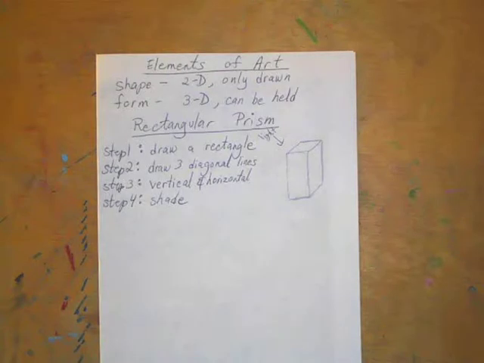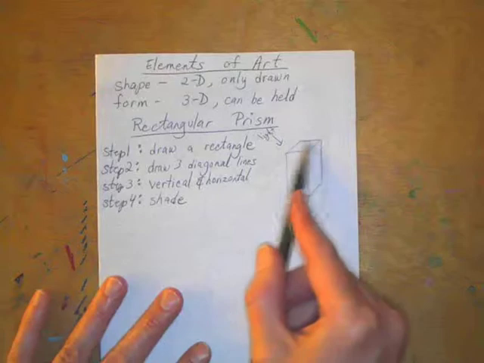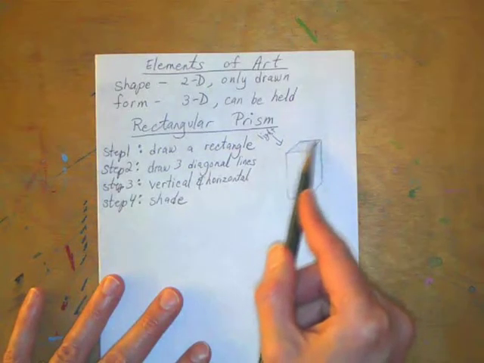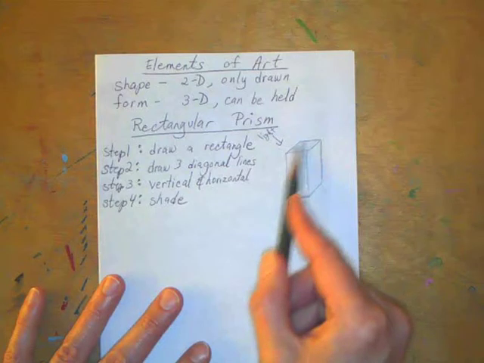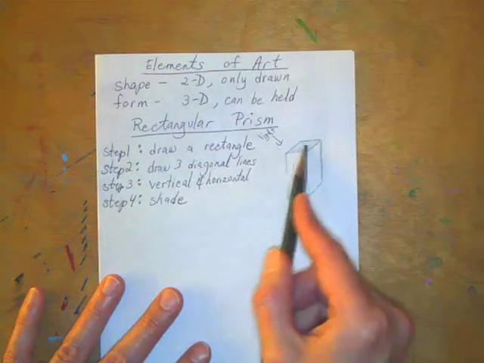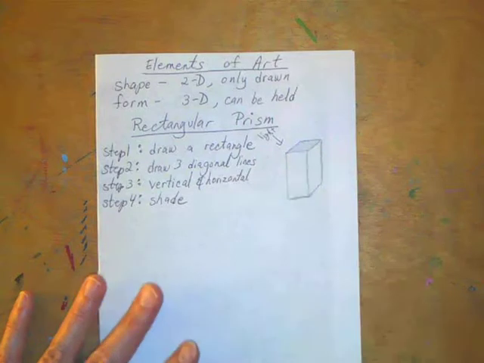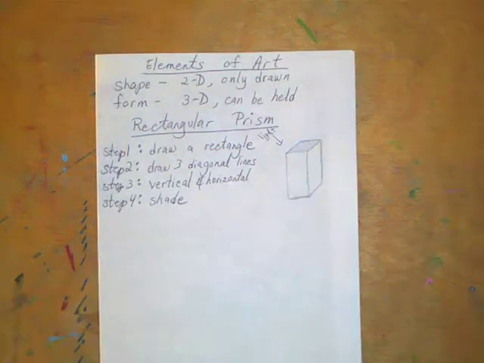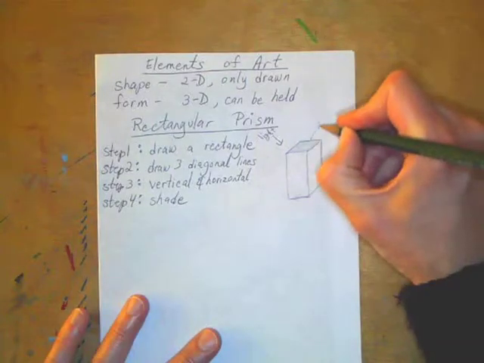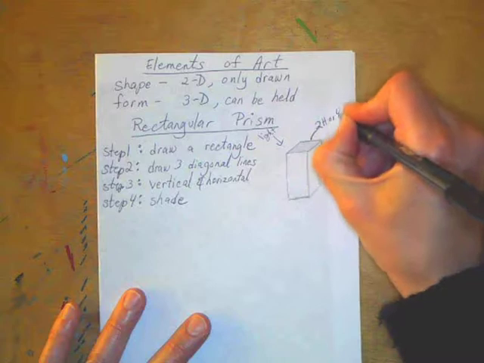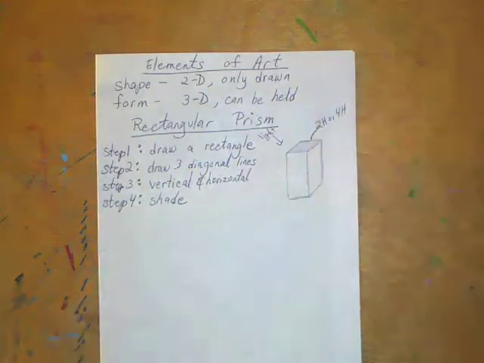So I'm going to grab one of my light values. So I need my 2H or my 4H, one of those two. I'm going to go with my 4H. I lay it on its side, and I neatly shade in the top. So that's the lightest. So that was either a 2H or a 4H. Those are my lightest.